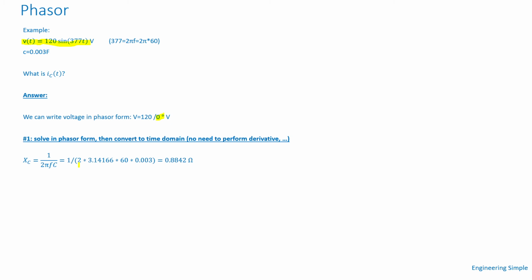We know the reactance of the capacitor is 1 over 2 pi times frequency times capacitance. If I just plug in the numbers, I get 0.8842 ohms. From the previous slides, the current through the capacitor is voltage divided by negative J times the reactance of the capacitor. In other words, all I'm doing here really is just Ohm's law. So V is 120 with an angle of 0.